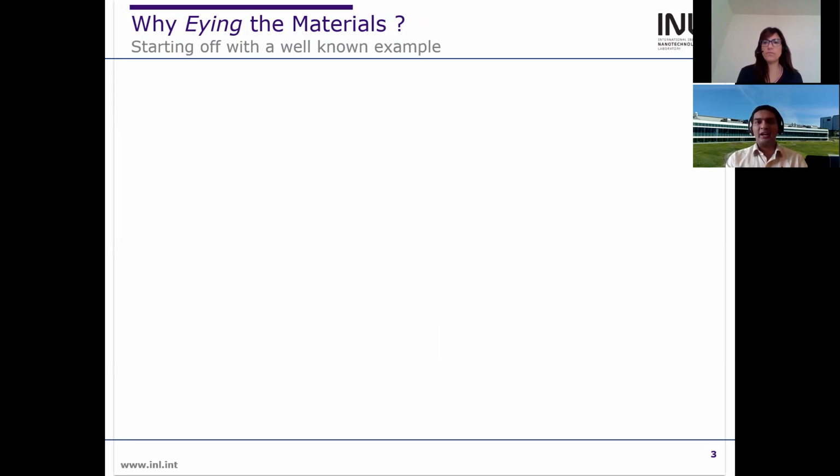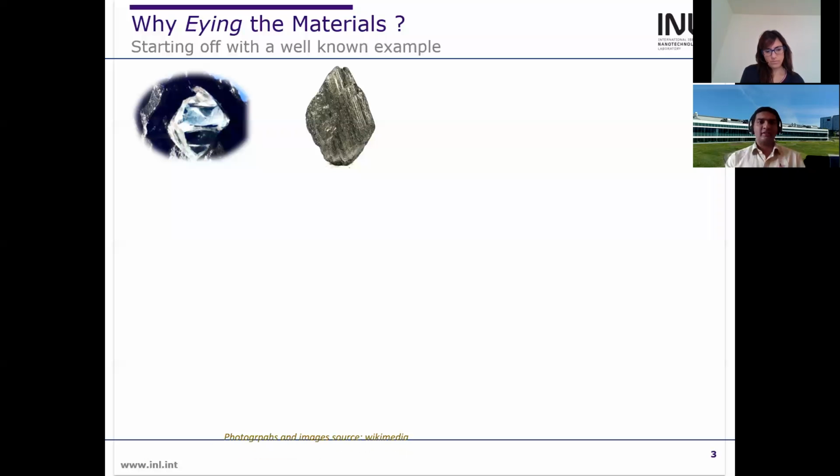Why do we need to eye a material? Why do we want to see a material? If I take some example, these are two different things that we are seeing. On the left is a diamond, and the other one is graphite. Both are different when we just directly look at them. Now, why is it different? If we try to answer that question, we have to keep on moving closer to the material and keep on looking at different length scales.